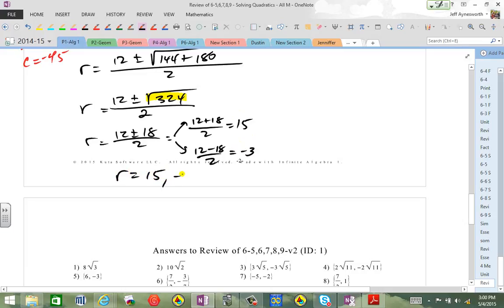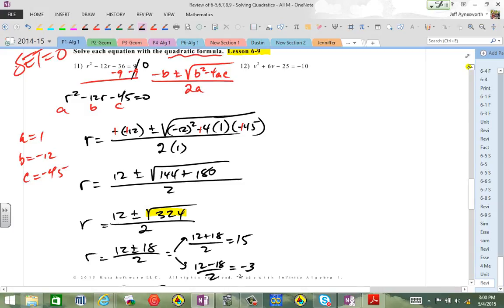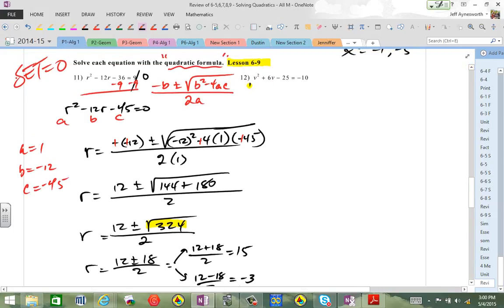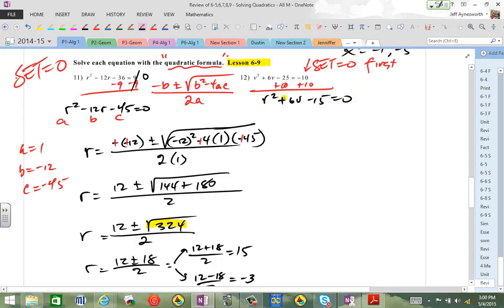Okay? One more. It's a good thing I caught that, especially since it's a video. On this one here, quadratic formula time, so A, B, and C. Oh, that's not true either, because we have to get this equal to 0 again one more time. Check this out. You got to set equal to 0 first. Okay, how do you do that? Well, you add 10. So let's do it. So you got v squared plus 6v, negative 25 and 10, minus 15 equals 0. So here's A, here's B, and here's C. So in this case, A is 1, B is 6, and C is negative 15.